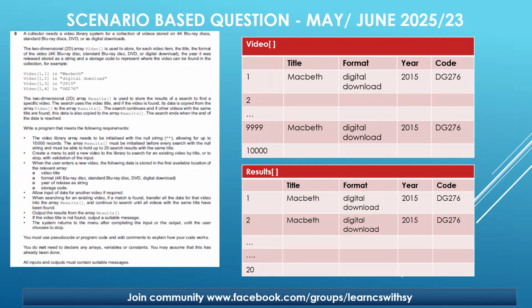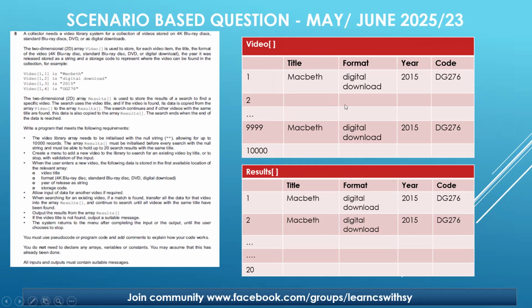The 2D array Video is used to store for each video item the title. As you can see here, this is the Video array, and it is containing the title. It is also containing the format of the video. It is also containing the year of its release, and it is stored as a string, and a storage code to represent where the video can be found in the collection. So this is the data. Video 1,1 is Macbeth. Video 1,2 is digital download.